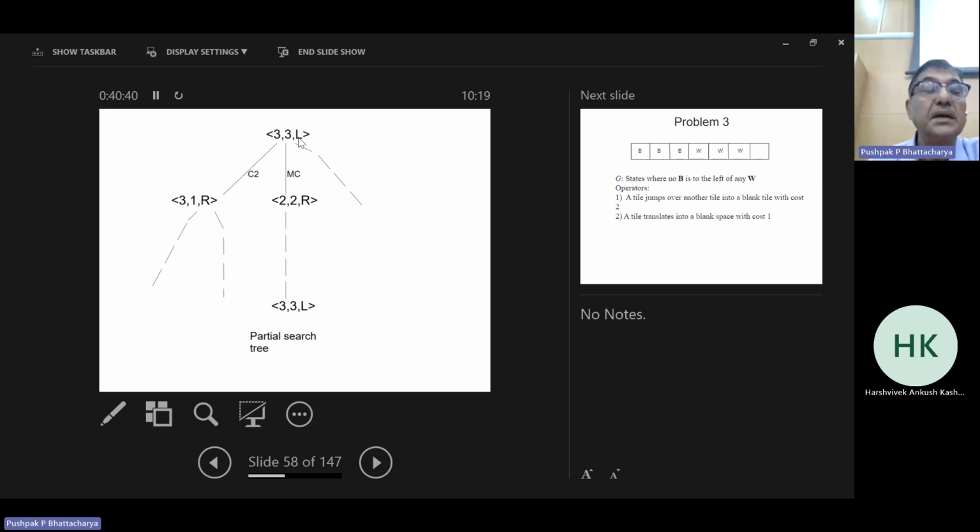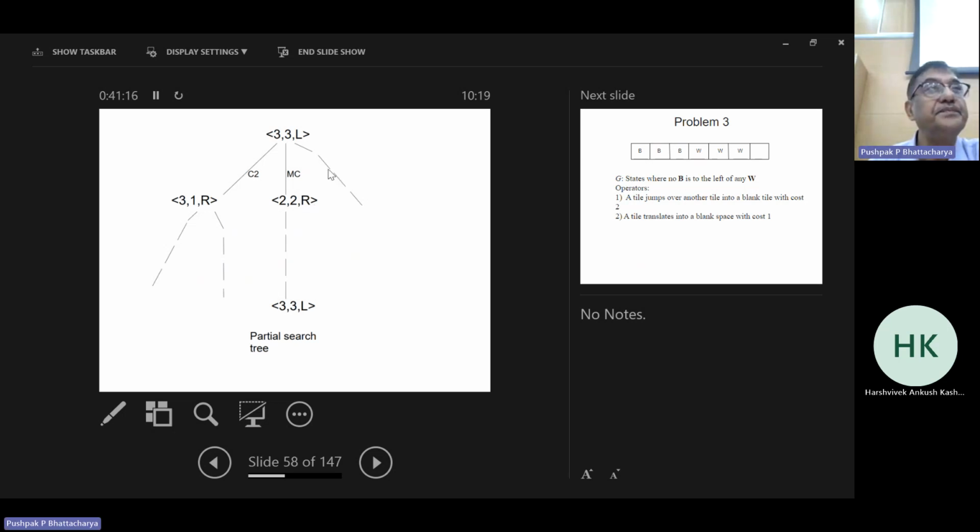33L is the start state. And from 33L, I can apply operator C2, where two cannibals are taking the boat. When they take the boat, then the boat is on the right side of the river. So R is the position of the boat. Two cannibals have gone, so on the left bank only one cannibal remains, and three missionaries remain on the left bank. MC, one missionary and one cannibal go. So 2R: two missionaries, two cannibals, and the boat on the right bank, and so on.